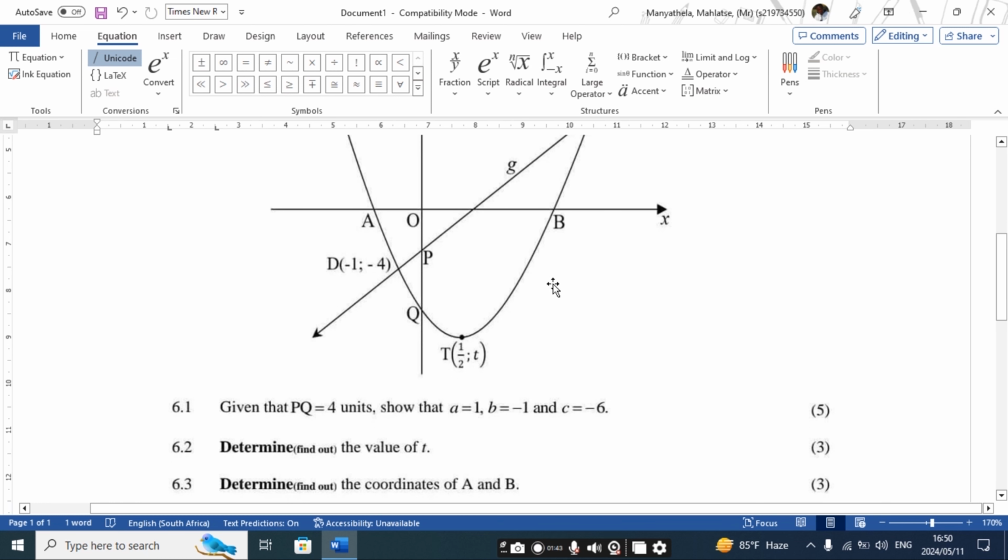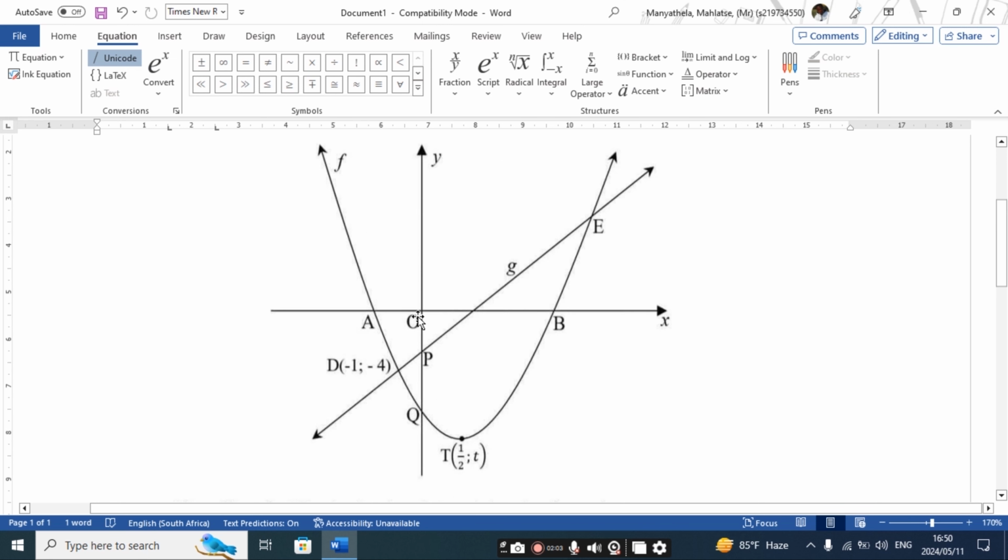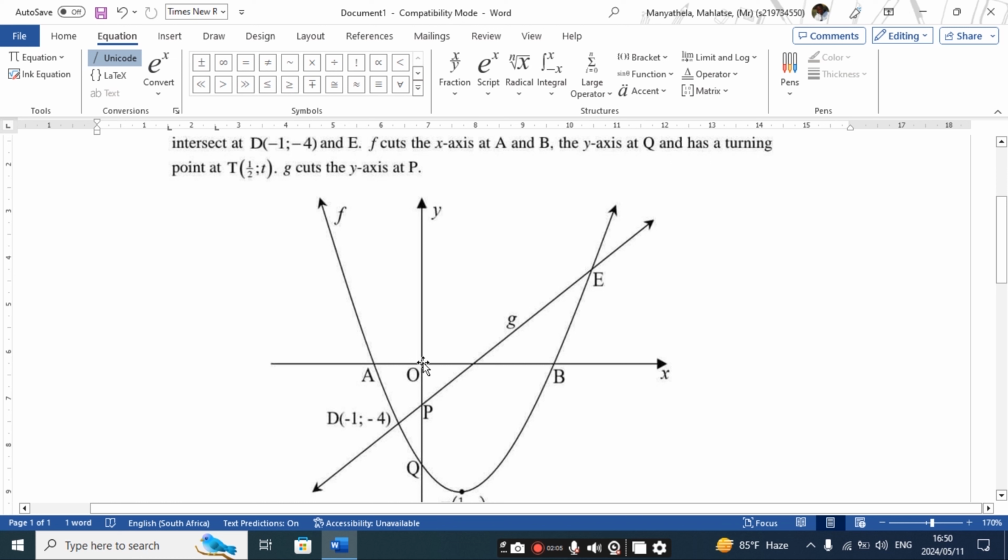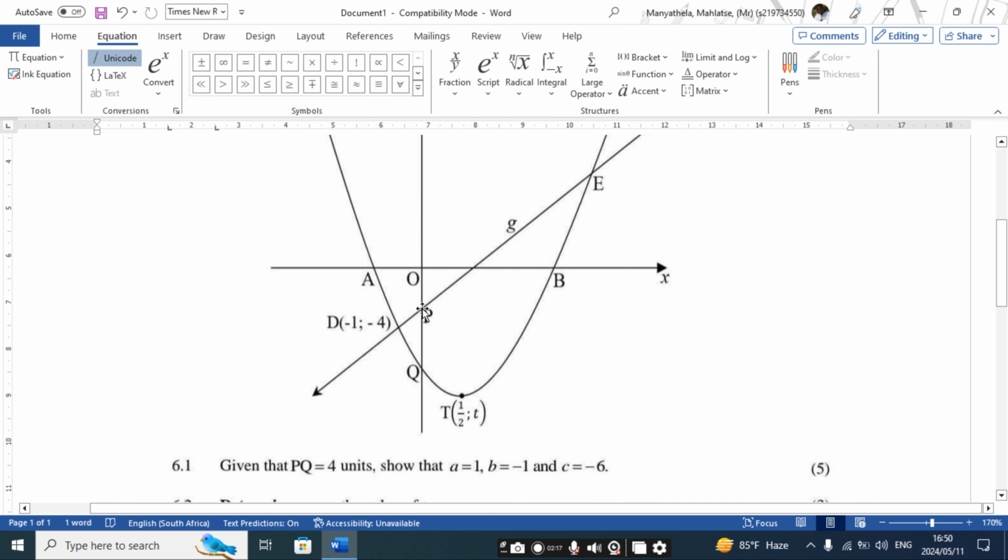Okay, let's check. They're saying that given that PQ equal to 4 units, the distance from P to Q is equal to 4 units, show that A equal to 1, B equal to -1, and C equal to -6. Okay, it's fine. At P and at Q, the x coordinate is 0 because it is on the line x equal to 0, or it is at the y-axis. Any x coordinate at the y-axis is equal to 0. So we have the x coordinate at P. We also have the x coordinate at Q, which is 0.